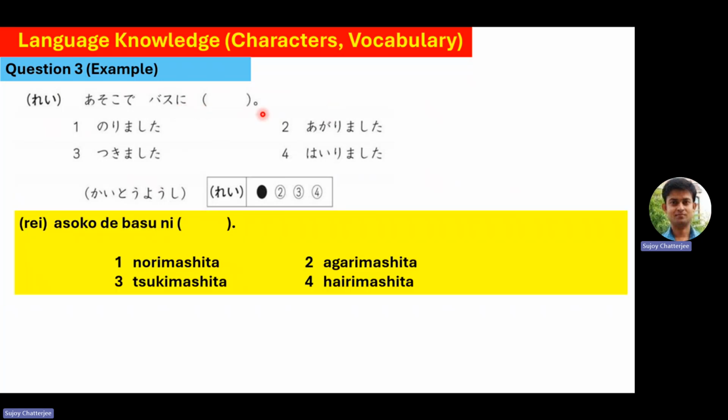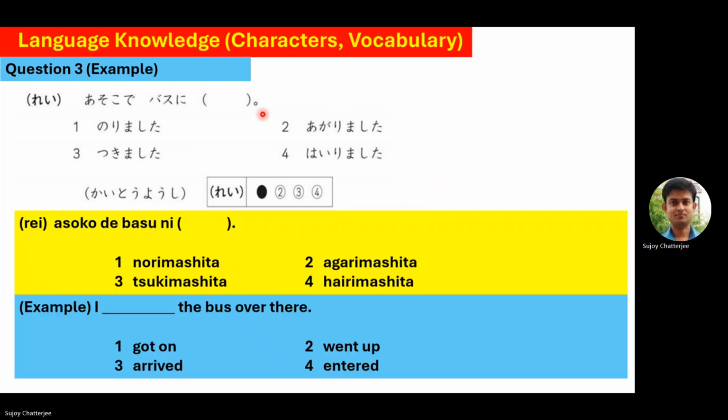Asoko means over there, and basu is bus. Ni, so these are the particles. Asoko de, so place de, noun ni, dash. So this will be a verb. We all know it can only be a verb. So now what verbs are given? Norimashita, agarimashita, tsukimashita, and hairimashita.